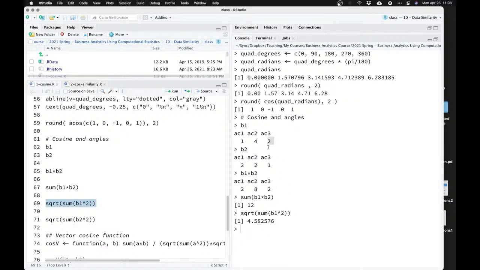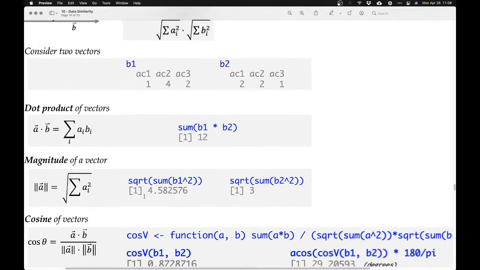So we are summing those squares, right? We're squaring the numbers of b1, we're summing those squares, and then we're taking the square root. And that gives us a length of 4.58. Vector b1, which goes from the origin 0, 0, 0 out to 1, 4, 2, has a length of 4.58 in 3 dimensions. So it's a 3-dimensional vector with a length of 4.58. Are you with me? All right.